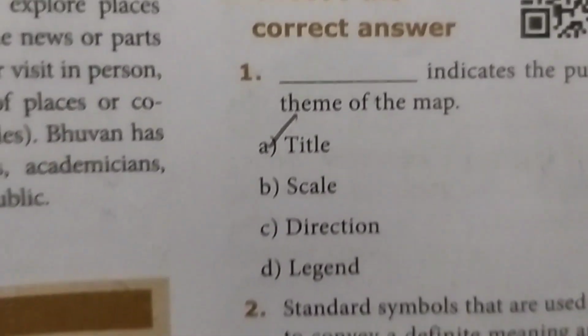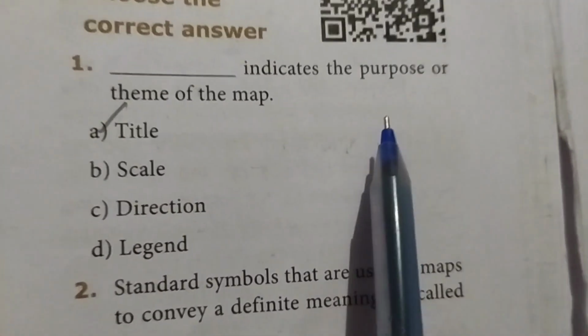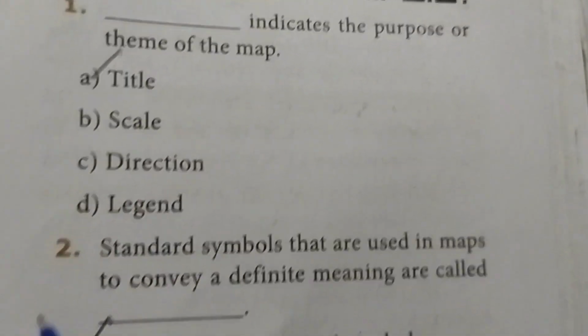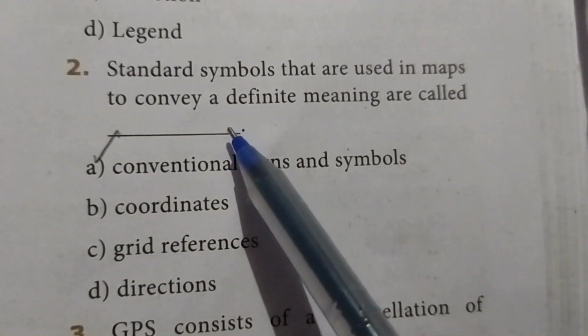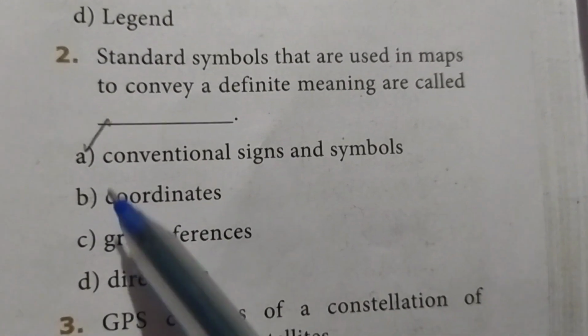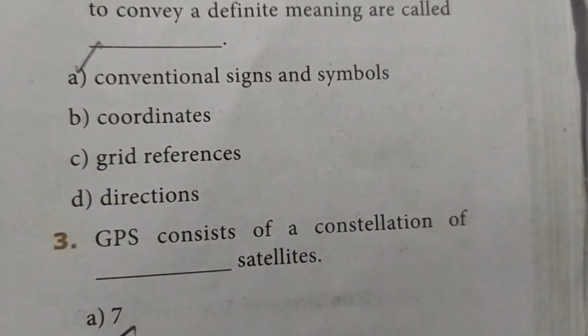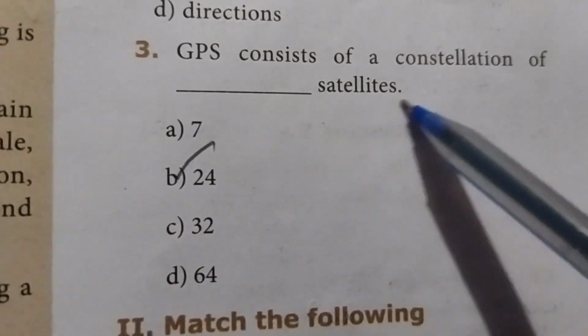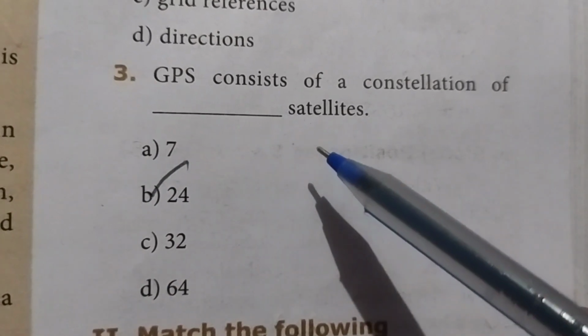Roman letter 1, choose the correct answer. First one, dash indicate the purpose or the theme of the map. Option A, title. Second one, standard symbols that are used in maps to convey a definite meaning are called dash. Option A, conventional signs and symbols. Third one, GPS consists of a constellation of dash satellites. Option B, 24.